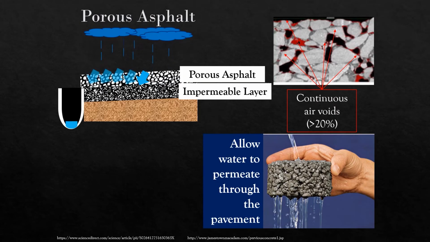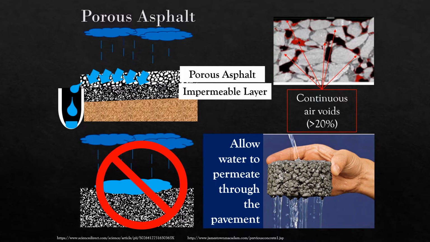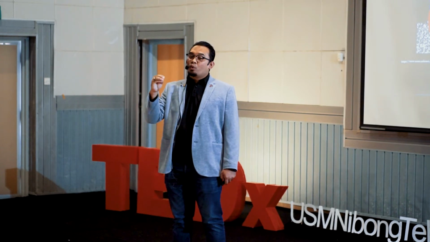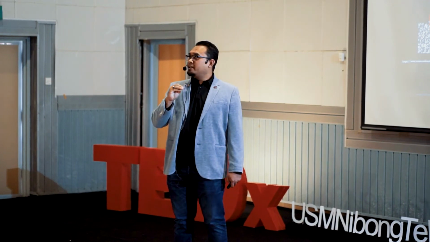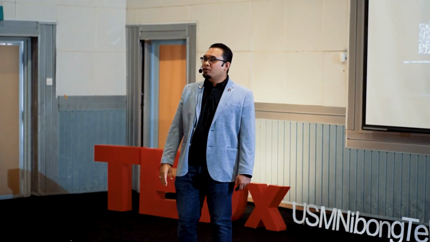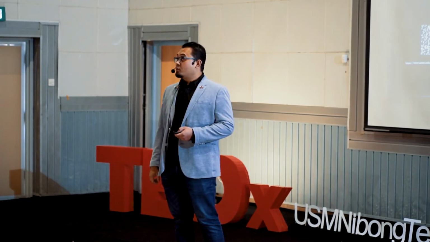How can the advancement help, using porous asphalt? Porous asphalt is designed with continuous air voids of more than 20%. During the rainy days, the water comes in, passes through the air voids, goes into the impermeable layer, and goes to the drain. So we can avoid the problem of hydroplaning and provide better skid resistance, and we can have better routes for the user.